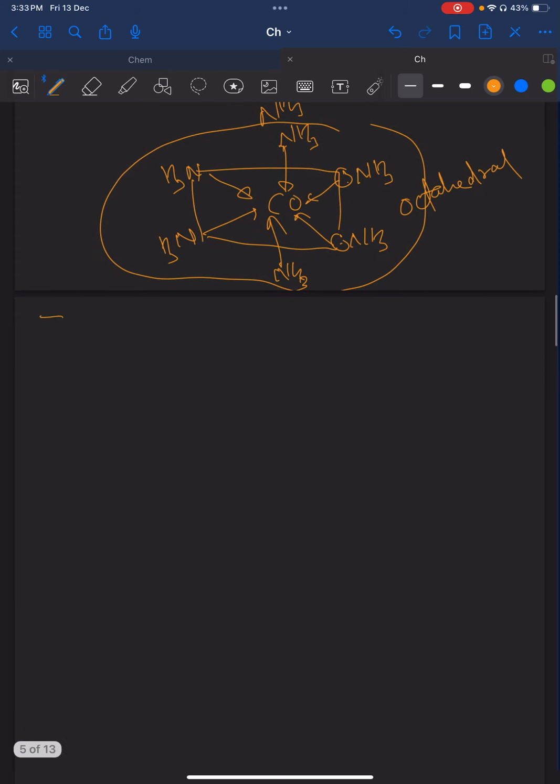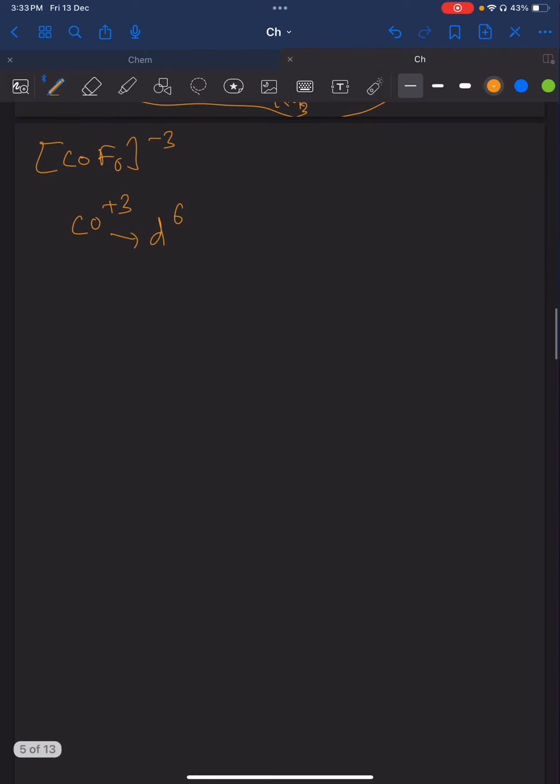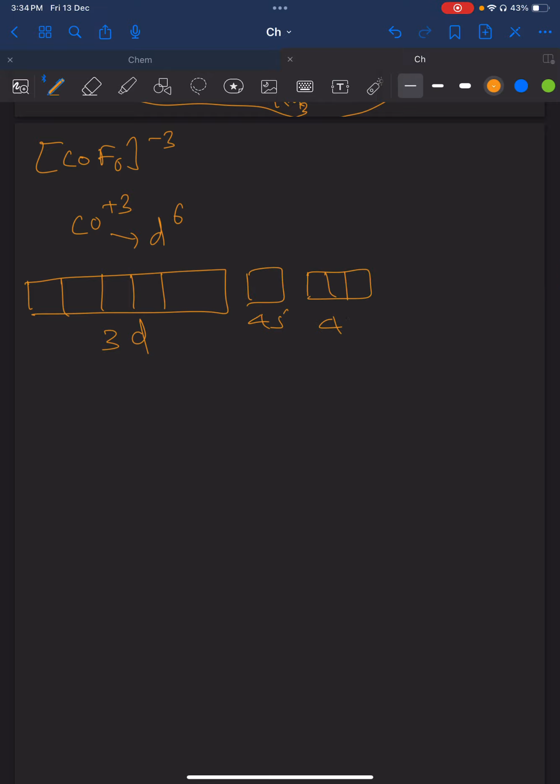Let me give you one more example. CoF6 3 minus. So here also we can see Co is in +3 oxidation state, that is d6. Suppose this is 3d, this is 4s, this is 4p, and we have 4d also. The electronic configuration is 1, 2, 3, 4, 5, and 6. Now under the influence of fluoride ion, they will not pair up. Yes, they're not pairing up.